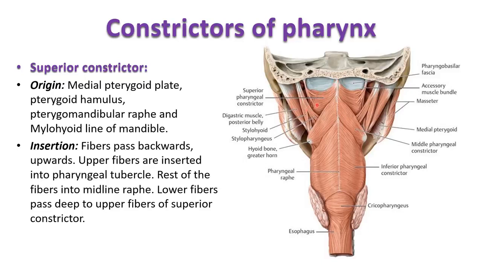Then the remaining middle fibers sweep transversely, and the lower fibers pass deep to the middle constrictor; or vice versa, the lower fibers of the superior constrictor are overlapped by the middle constrictor. So that is about the superior constrictor muscle of the pharynx.